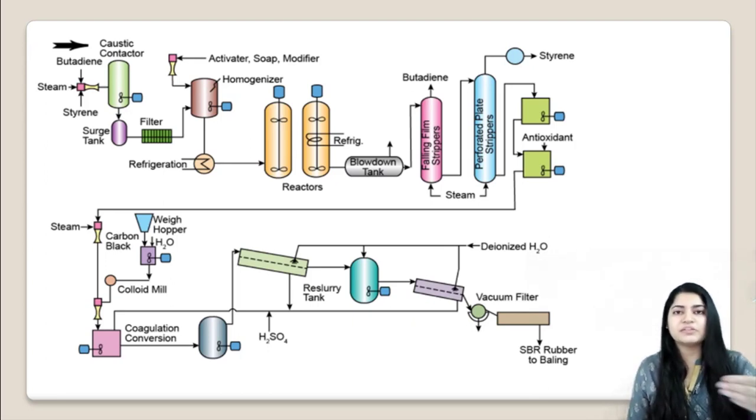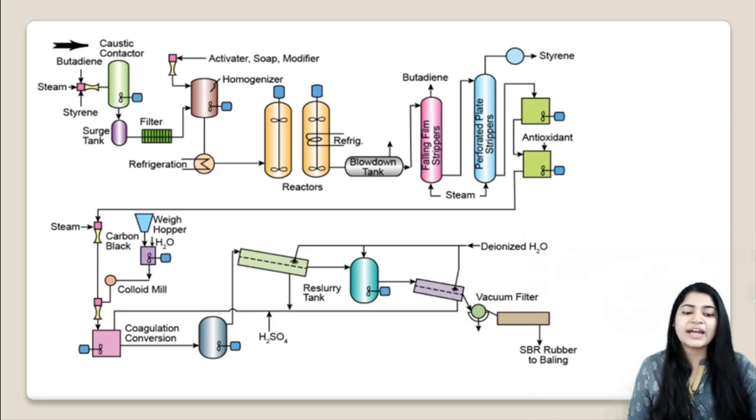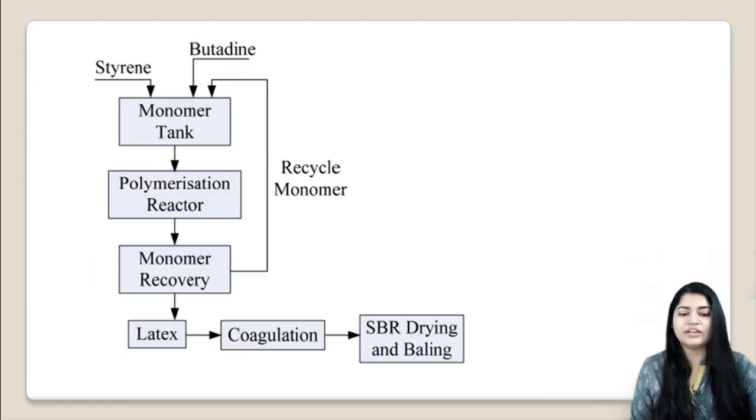Then your polymerized product is sent to a coagulator, where you add carbon black and coagulation of latex occurs. Why is carbon black added? It is added to increase its strength. In short, in your monomer tank you add styrene and butadiene, in a reactor the polymerization reaction occurs, then comes the monomer recovery step, where you recycle your monomer. This way you get your latex.